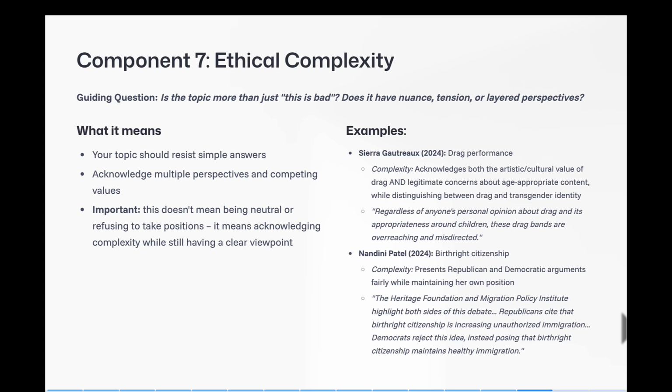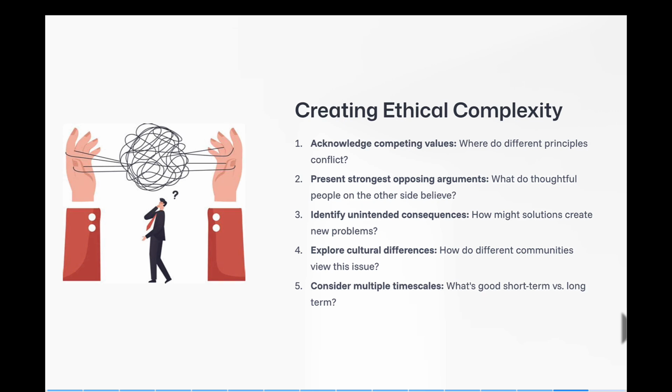Or birthright citizenship. She presents both the Republican and Democratic arguments fairly while maintaining her own position, especially talking about her family's own immigrant experience. And so she builds in that ethical complexity throughout rather than oversimplifying or just straw manning what the other side is saying. So those are the 7 components. Let's talk about creating ethical complexity. I think here are my tips.